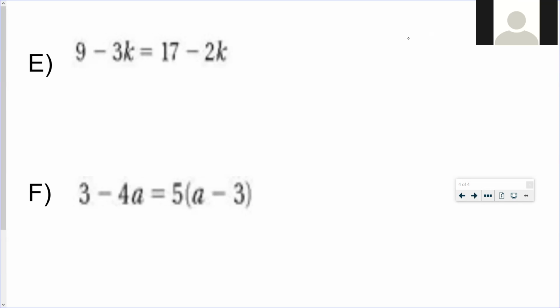I have a question on the first one. Like, do you do plus 2k or plus 3k? Which one is smaller, negative 3 or negative 2? Negative 3. So I would do that one. I'll say do plus 3k. Yeah.